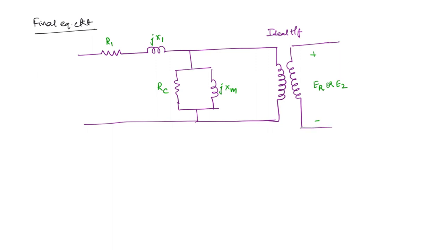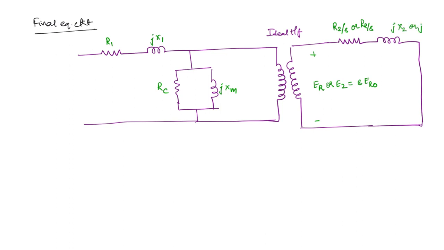So you are going to have the resistance and the inductance. Now what is the value of the resistance and inductance? The parameters you can write as S times ER naught. What about the resistance? R2 by S, or RR by S. Finally, jX2 or jXR. Now if we want to remove this ideal transformer, then we have to refer all of these parameters onto the primary side or the stator side. So how to do that?